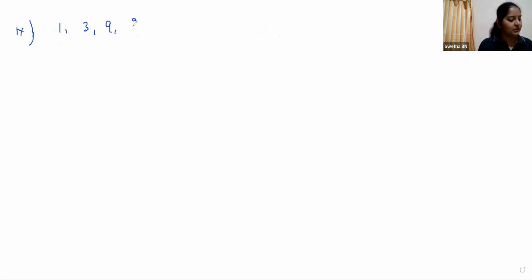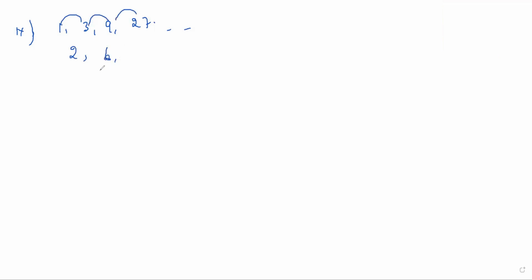Next, 1, 3, 9, 27. Three minus 1 is 2. 9 minus 3 is 6. Ma'am, it is not in sequence. Yes, very good. Good.